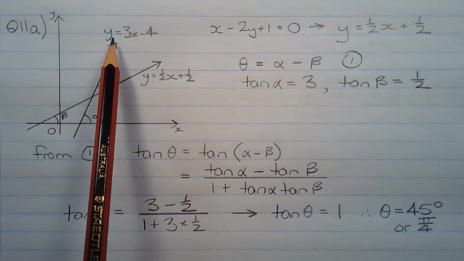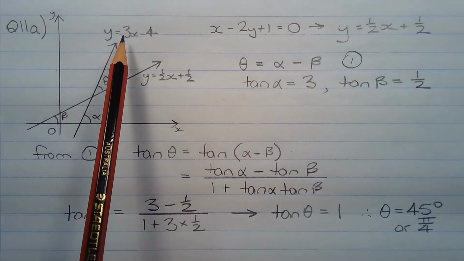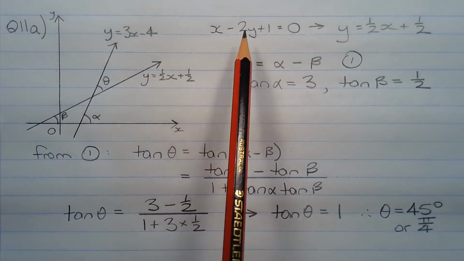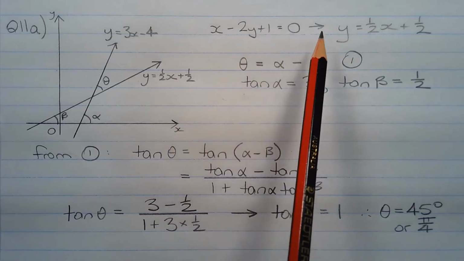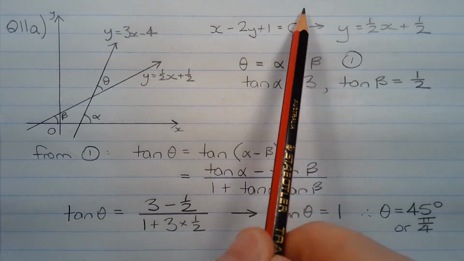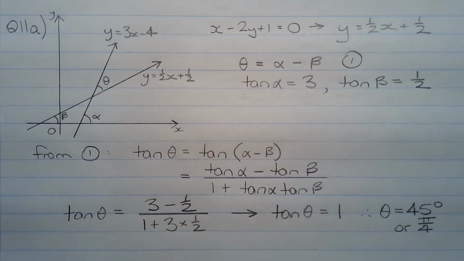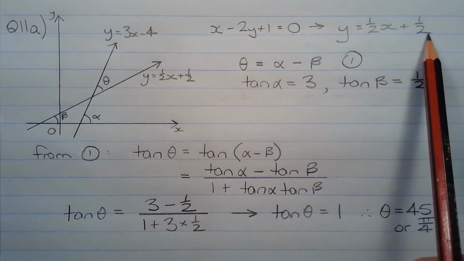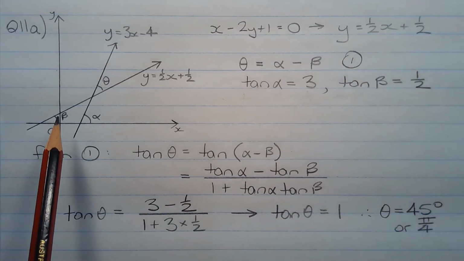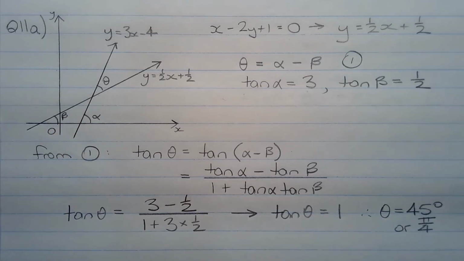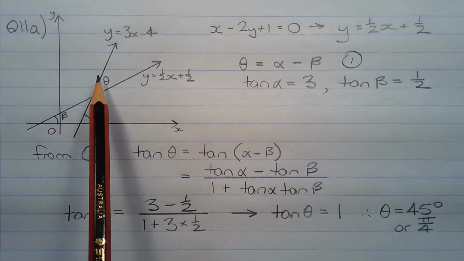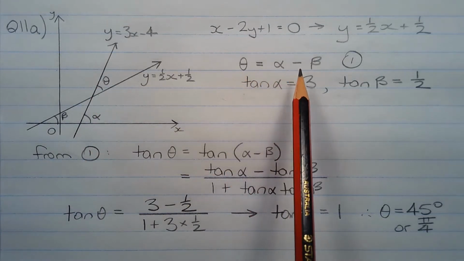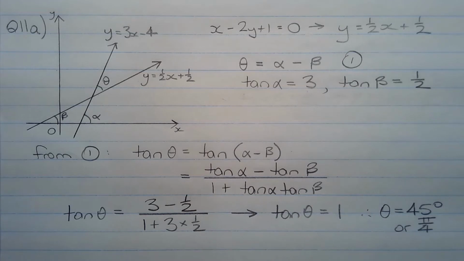So for the line y equals 3x minus 4, its gradient is 3, and I called its angle of inclination alpha. And for the line x minus 2y plus 1 equals 0, to find the gradient of that line, I need to rearrange the equation into gradient intercept form. So x minus 2y plus 1 equals 0 becomes y equals half x plus half, so its gradient is half, and its angle of inclination is beta. I've defined theta as the acute angle between the two lines. So theta is equal to alpha minus beta, and I'll call that equation number 1.